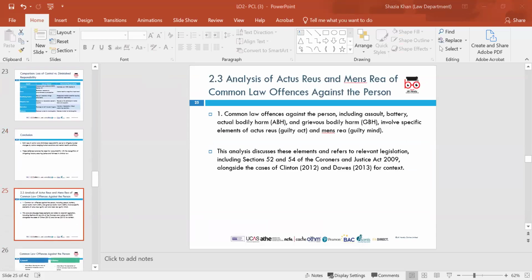So the next one is 2.3, analysis of actus reus and mens rea of common law offences against a person. The common law offences against a person which we looked at were assault and battery. And we also looked at the elements of GBH and ABH, and these analyses go under sections 52 and 54 of the Coroners and Justice Act, alongside the claim of Clinton and Davies.